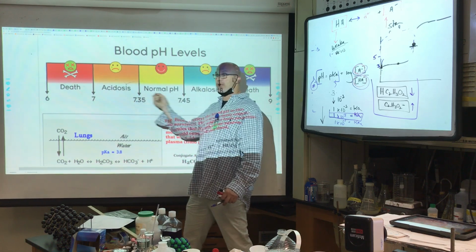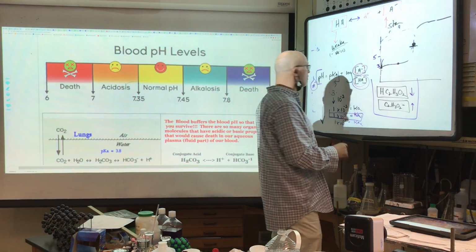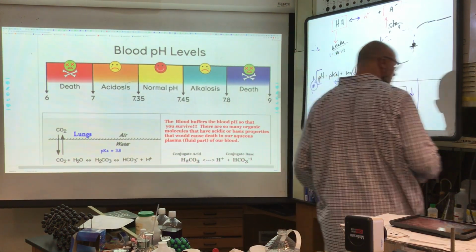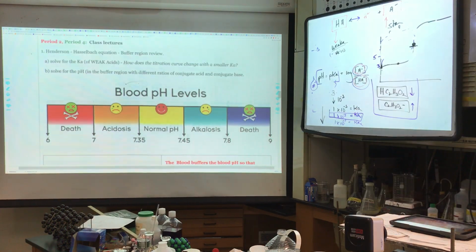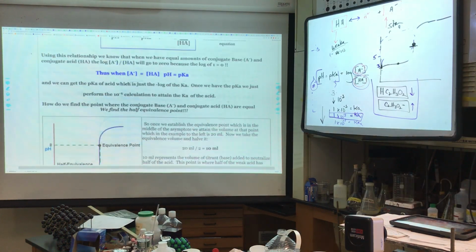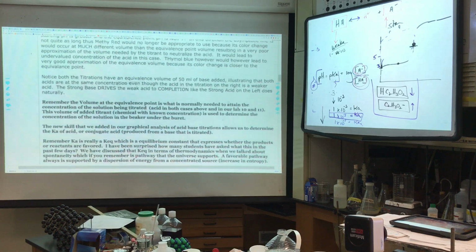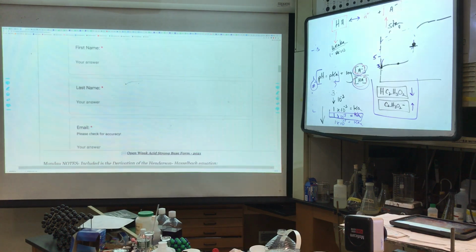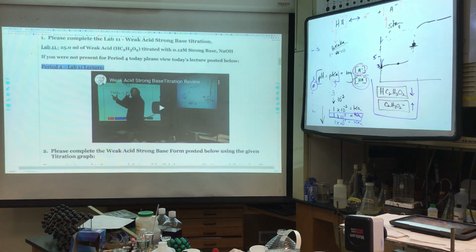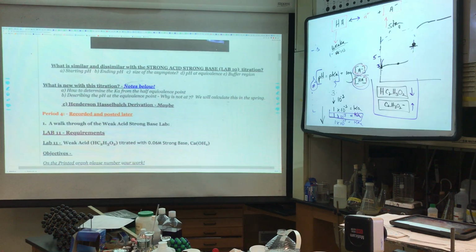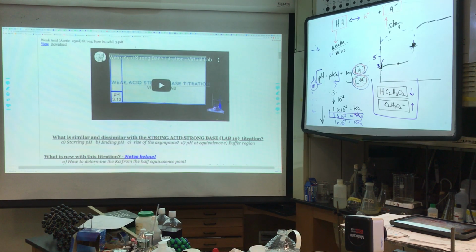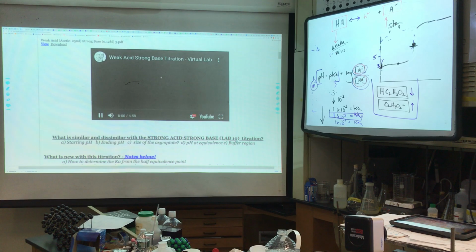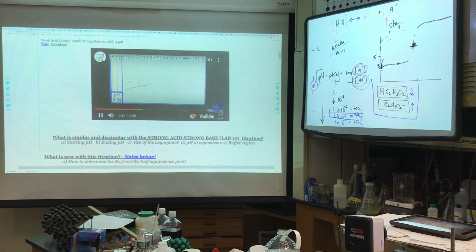Your body has a buffer. By the way, look at your curves. Look at the lab's curve from yesterday. I know that's not a good example. Let's go to the video. Here it is: weak acid, strong base. If I go to the curve, maybe it'll play. And I'll make it big.